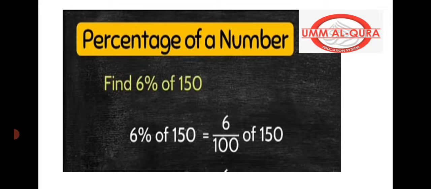Now, percentage of a number. How do we find the percentage of a number? For example, find 6% of 150. First we write 6% of 150. 6% means 6 by, when we convert into a fraction, first we write 6 by 100, because the value of percentage is 100, of 150. Because here we have "of", we will multiply, and we will put the multiplication symbol in the next step.